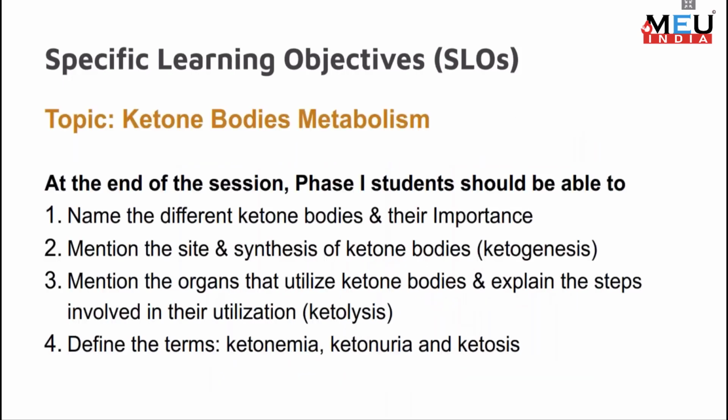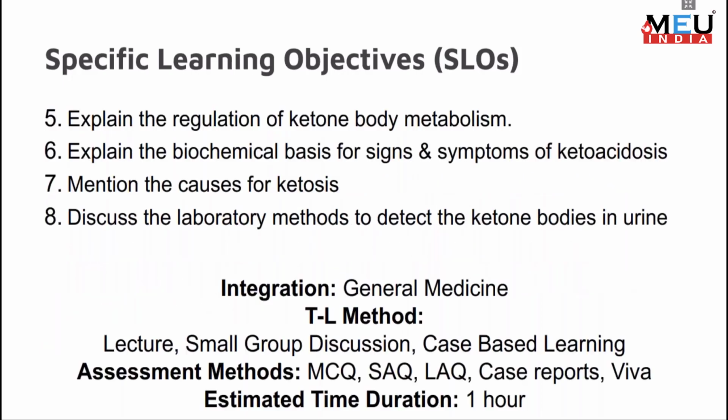Next topic is ketone body metabolism. At the end of the session, the phase 1 students should be able to name the different ketone bodies and their importance, mention the sites and synthesis of ketone bodies, which is known as ketogenesis, mention the organs that utilize ketone bodies and explain the steps involved in their utilization, which is known as ketolysis. Define the terms ketonemia, ketonuria, and ketosis. Explain the regulation of ketone body metabolism.